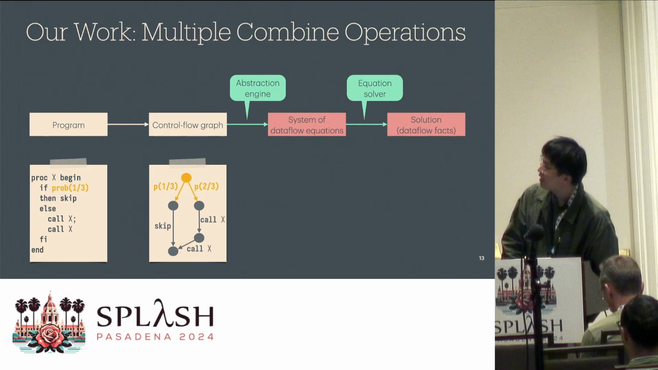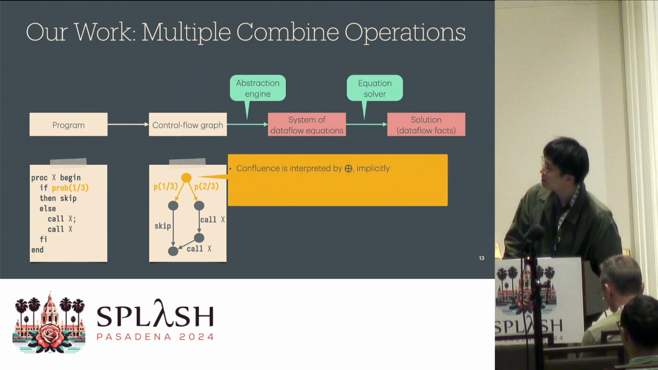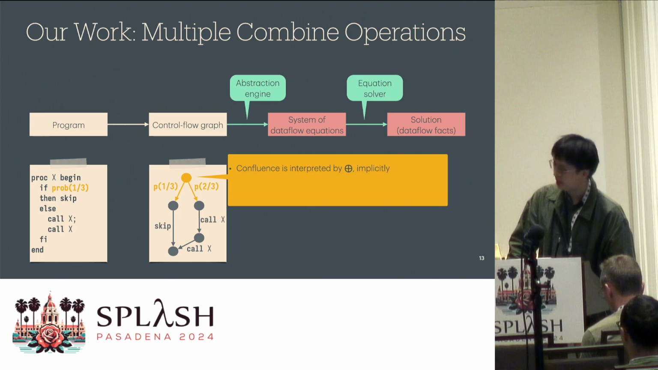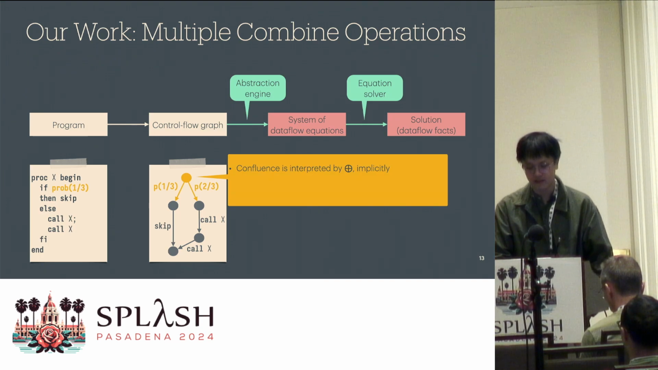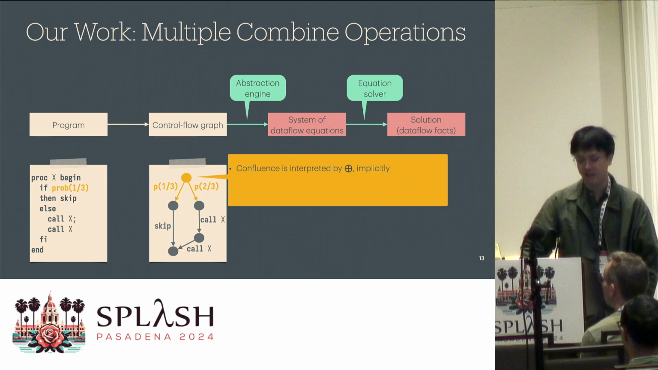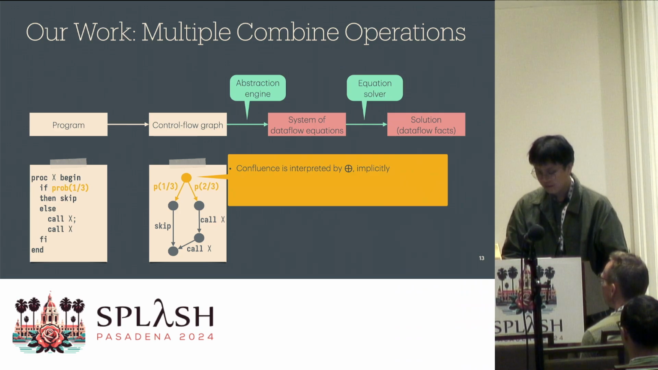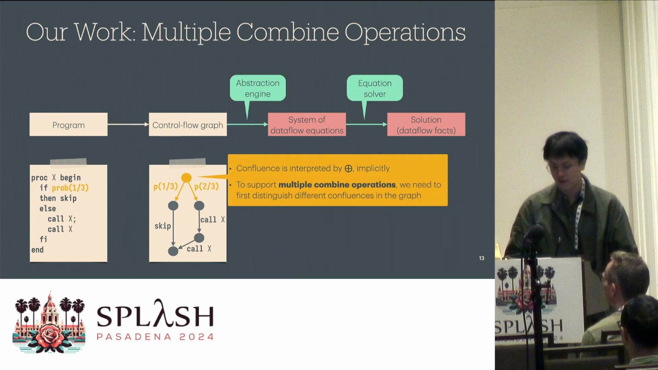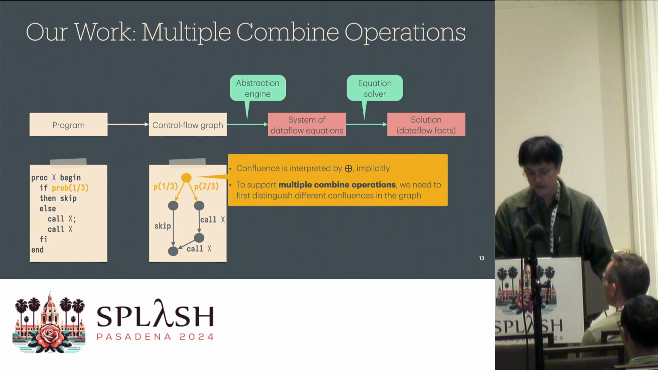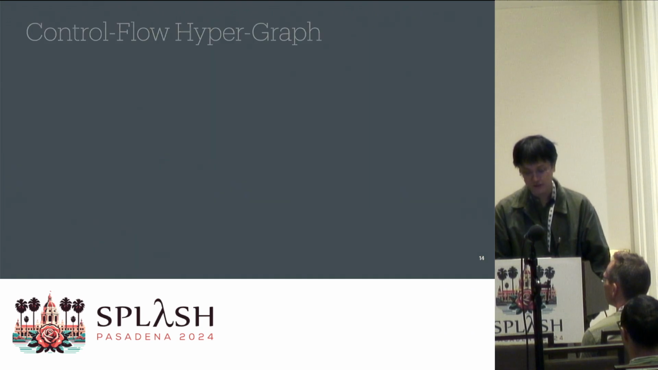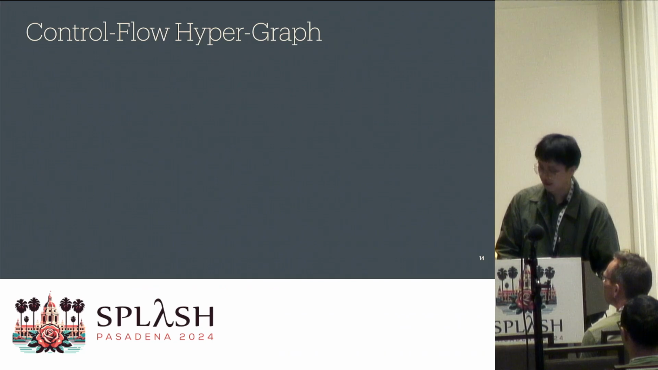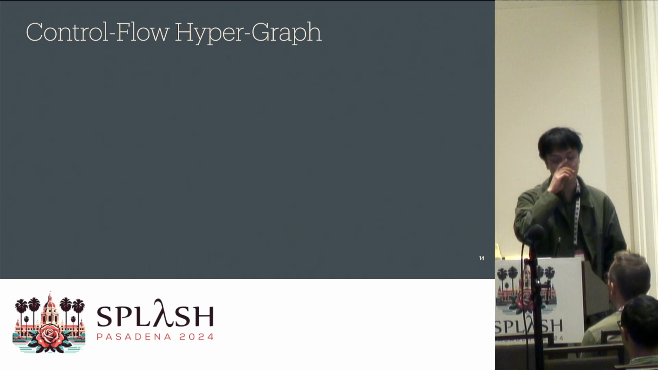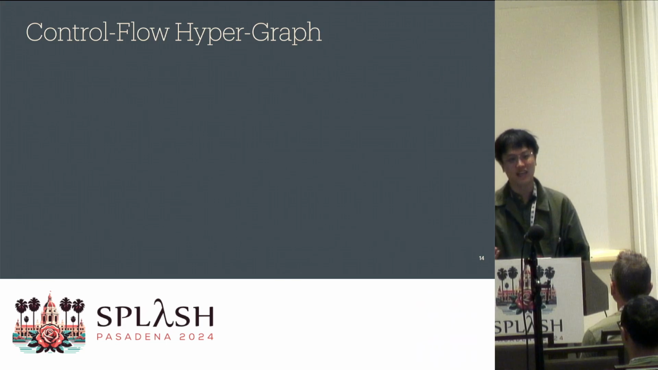So the first thing is that we need to change the intermediate representation, which is the control flow graph here, because on the control flow graph, the branching or confluence nodes are interpreted by the combine operation. But now if we want to support multiple combine operations, we first need to distinguish the different kinds of branching in the graph. So our solution is to use a control flow hypergraph, which is like a normal directed graph where each hyperedge can have one source node but multiple destination nodes.